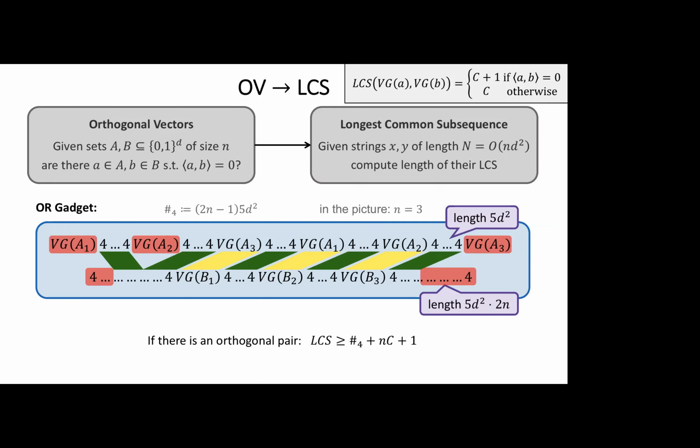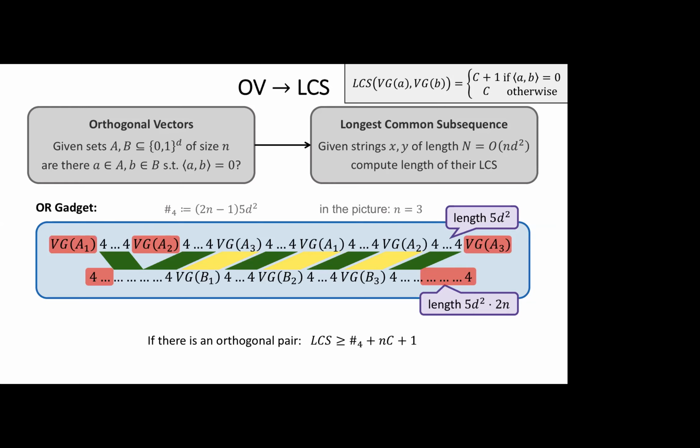What's the LCS that we get here? So first of all, note that we match all the fours in the top string. Let me write this number as hashtag four. It's just all the fours in the top string, and we match all of them. And then we align n of these vector gadgets. For each one, we either get c or c plus one. Right, so at least we get n times c from this.